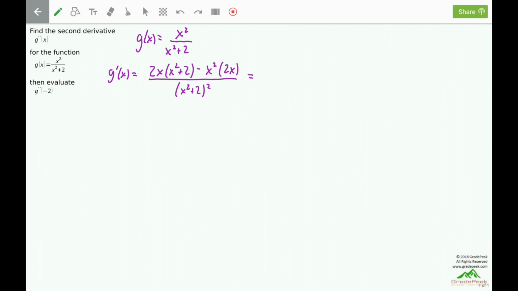Now in the numerator, we're going to distribute the 2x into all of that, and that will give us a 2x cubed plus a 4x, and then we'll multiply these here, and that'll give us a negative 2x cubed, all over the denominator squared. And we can combine like terms together in the numerator. These actually will cancel, and we're left with 4x over x squared plus 2 squared.